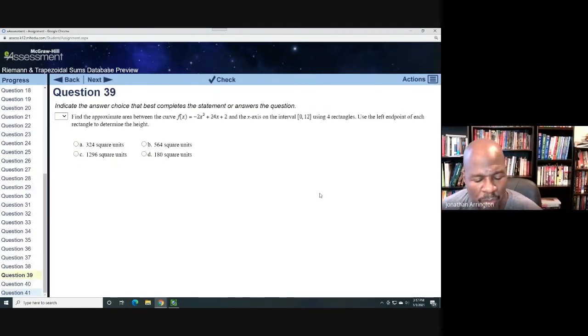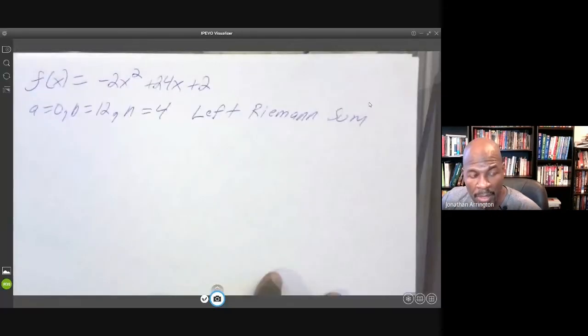Okay, this next example is worded a little differently, but no matter how it's worded, if we have a strong conceptual understanding of what a Riemann sum represents, then we'll still be able to do the problem effectively. This one says find the approximate area between a curve f of x and the x-axis on the interval 0 to 12 using 4 rectangles. Use the left endpoint of each rectangle to determine the height. So this is a left Riemann sum. A is 0, B is 12, N is 4. All right, so there's the problem.